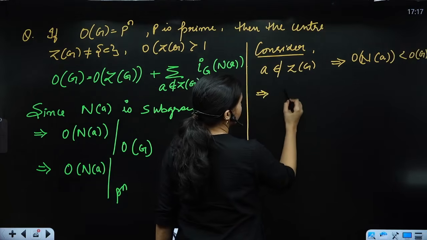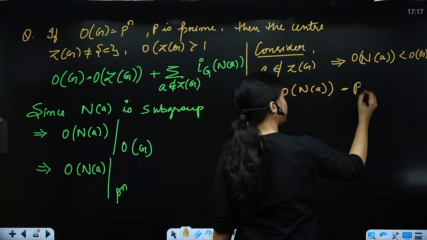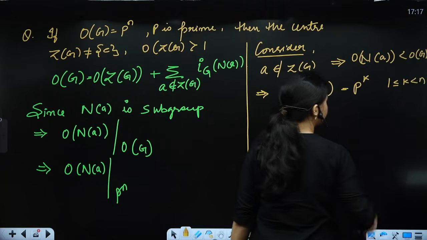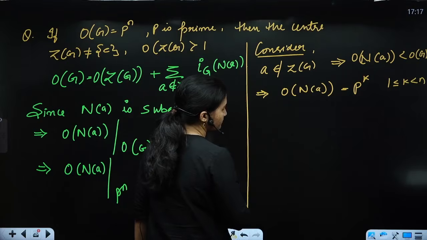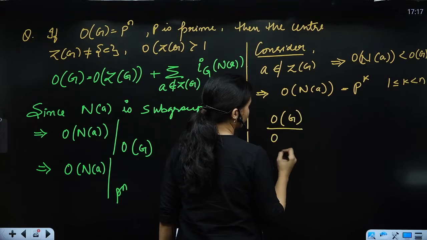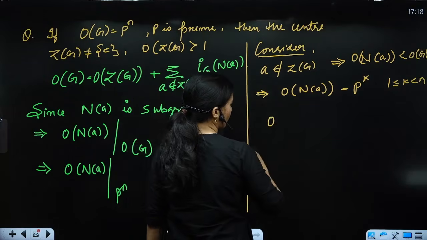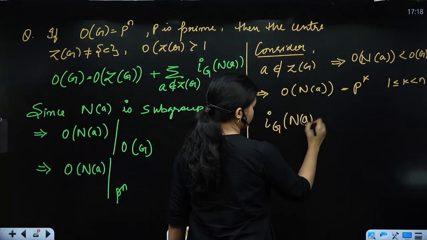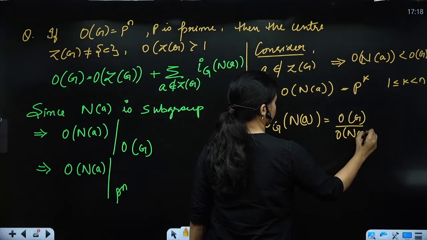So this implies that order of NA is going to be of the form p raised to the power k, where k is going to be greater than or equal to 1 but less than n, right? Now understand that the index of NA in G equals order of G upon order of NA, right?